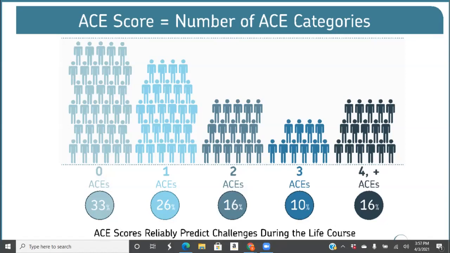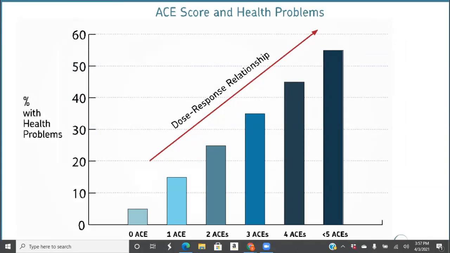So in this illustration, you see that only 1/3 of the people in the study had an ACE score of 0. 16% had scores of 4 or more. Adverse childhood experiences are common and they tend to cluster, and ACEs are a hidden burden in the study population. So people who report higher ACE scores are more likely to have health and social problems. In fact, as the ACE score goes up, the percentage of people with health and social problems also goes up. So we call this a dose-response relationship.